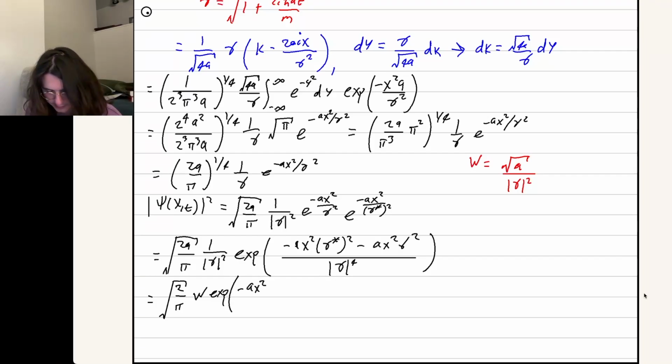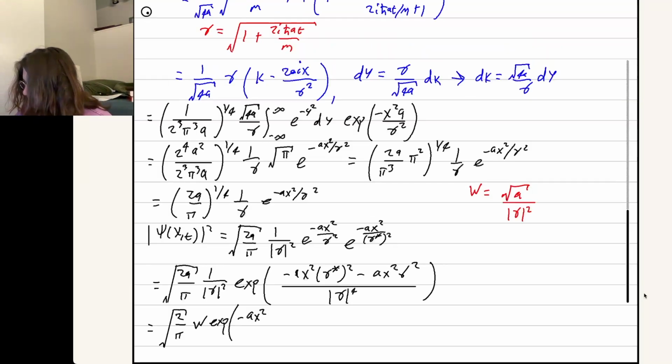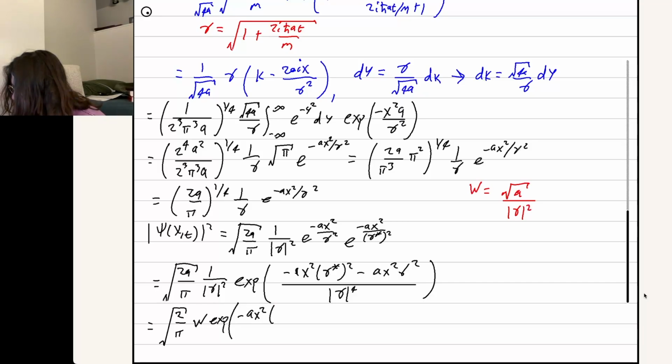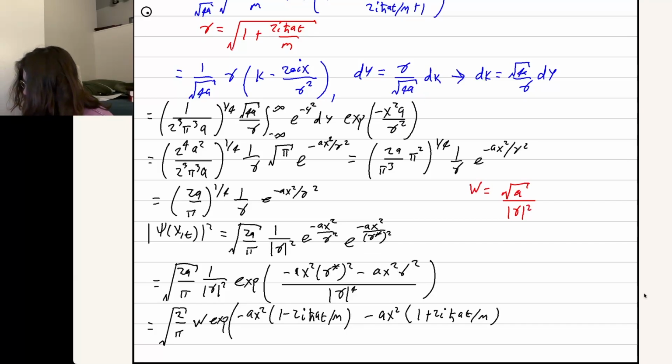So gamma star squared looks like, just looking back at this equation up here, 1 minus 2i h bar at over m, and then minus ax squared, and now gamma squared is 1 plus 2i h bar at over m. And all of that, I'm just going to have it be divided by mod gamma to the fourth.